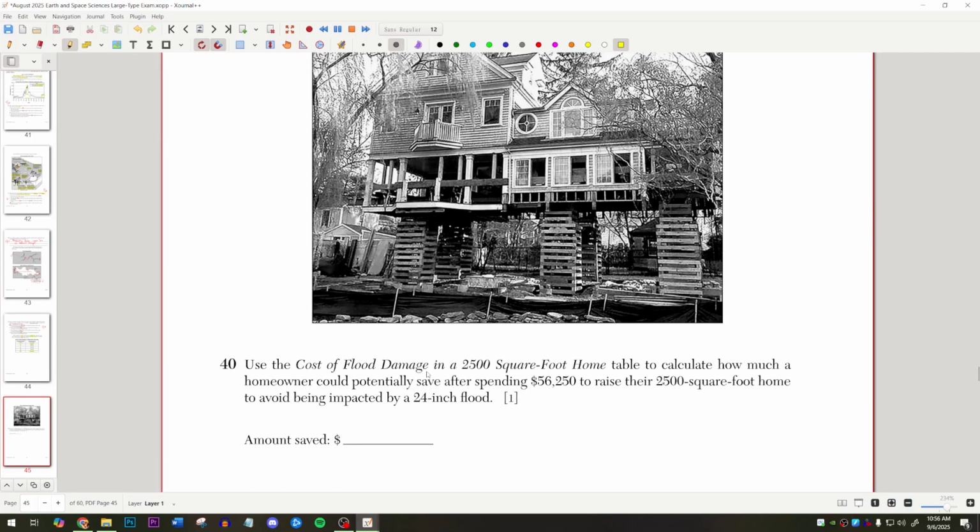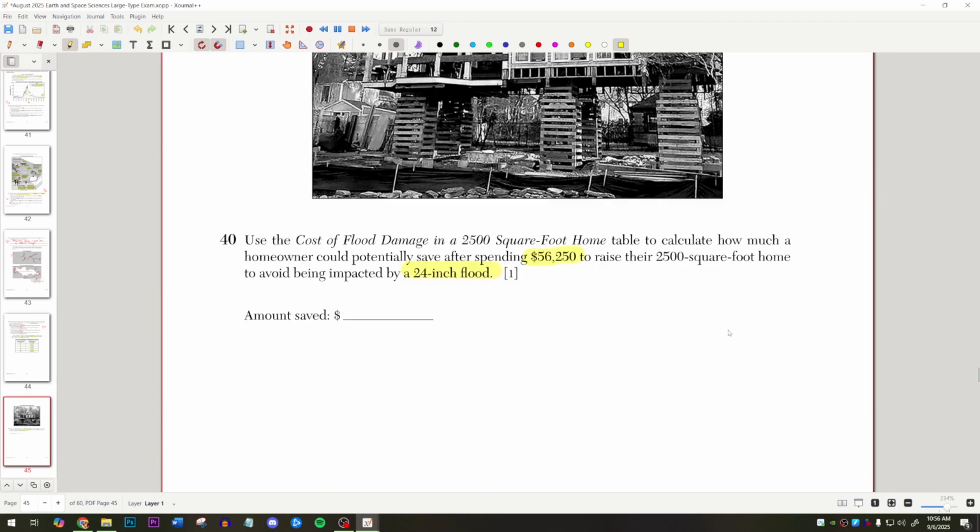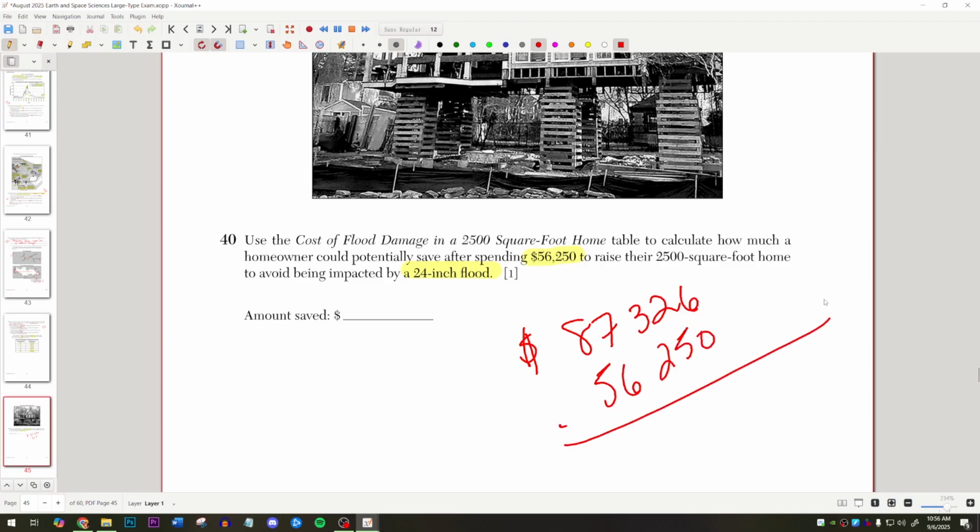Use the cost of flood damage in a 2,500 square foot home to calculate how much a homeowner could potentially save after spending $56,250 to raise their 2,500 square foot home to avoid being impacted by a 24-inch flood. Oh my god. A 24-inch flood is $87,326, so we're going to go... This is so stupid. $87,326, and they put in $56,250, and we're going to subtract it. So get your calculator. And they would save $31,076.